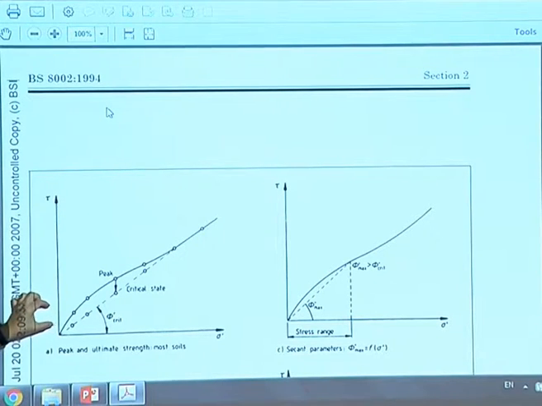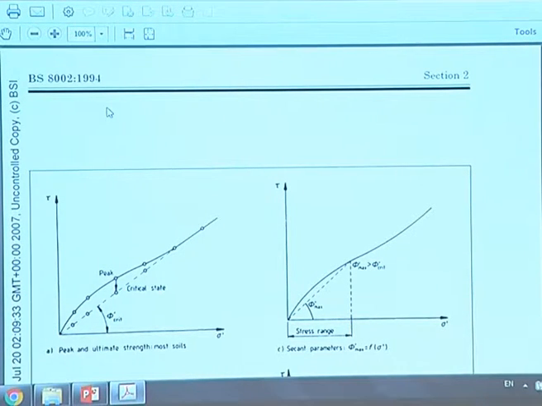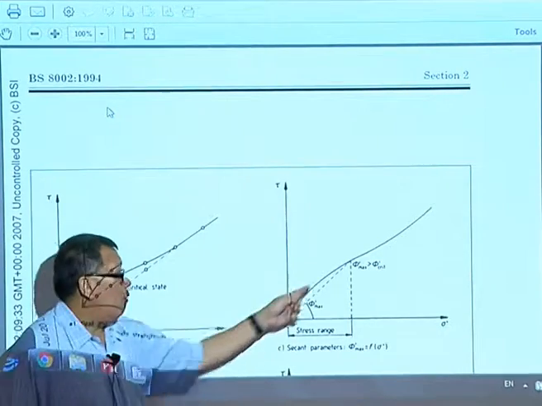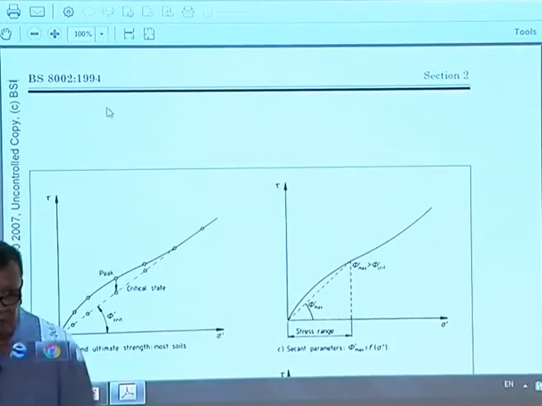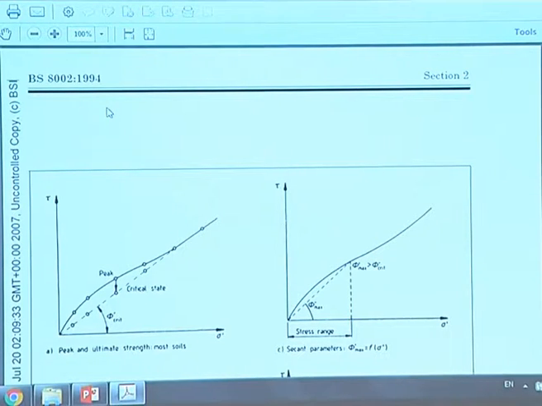All right. The PS 8002 said, I recommend you don't do any of this thing. Just do this. Take the zero point and go right up to where you are. You always end up with a higher angle of friction than the critical state. That is the design philosophy of PS 8002. Is that okay?